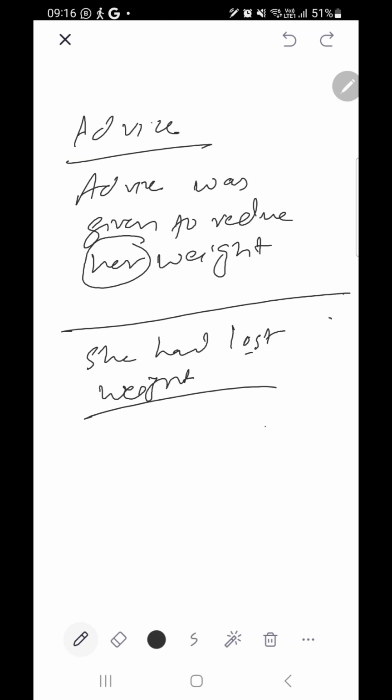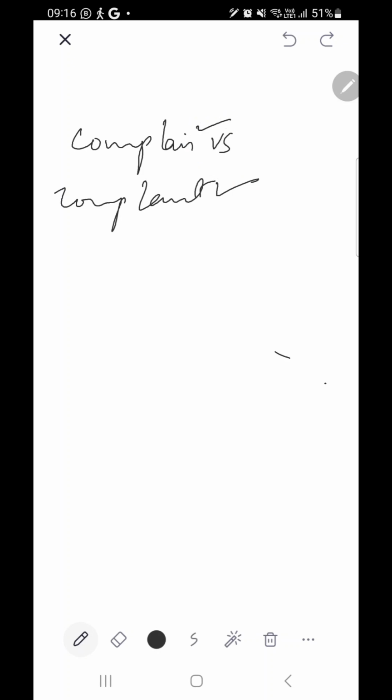Okay. Sometimes it's difficult for us to understand the difference between noun and verb. A common confusion is complain versus complaint, right? Complaint is a noun and complain is a verb. Accordingly, we have to use it properly. Complaint is a countable noun. If we have a verb already in the sentence, we are not supposed to use complaint; we use complain with the verb.